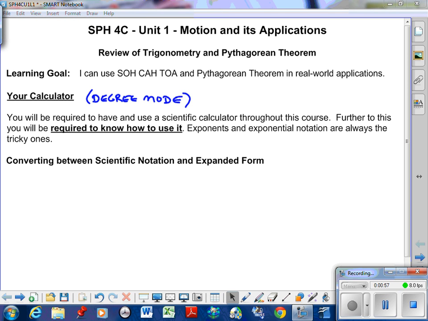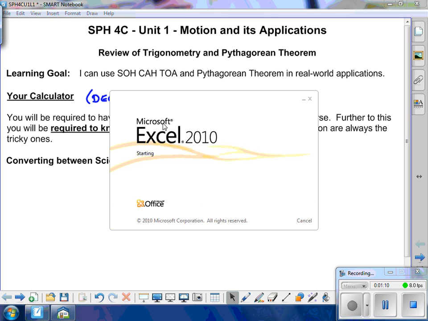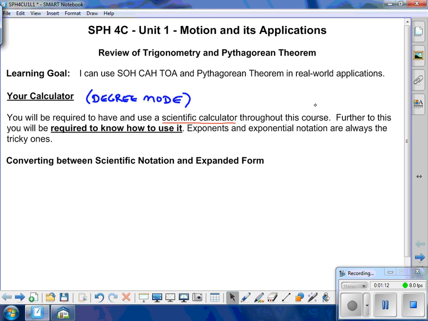And once you make sure it's in degree mode, we're going to be working with some very large numbers and small numbers throughout the course. So it's very important that we know what and how to use scientific notation. The exponents and exponential notation are always the tricky ones. So converting between scientific notation and expanded form.